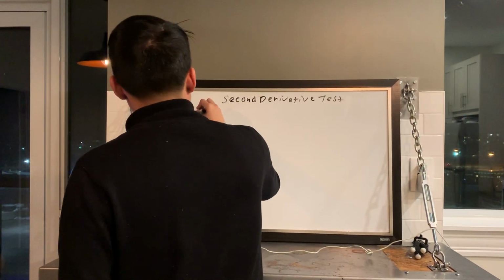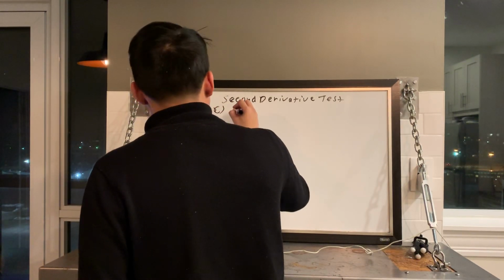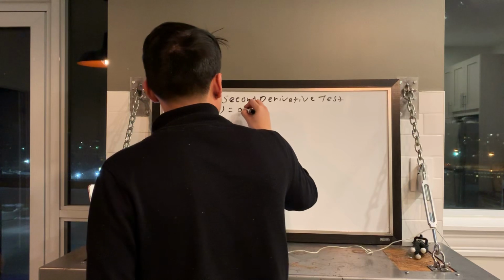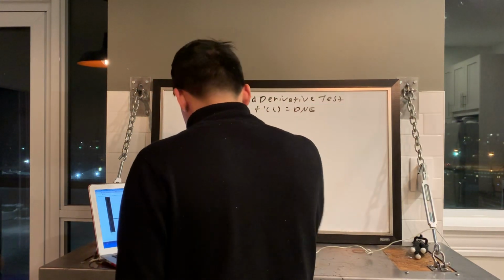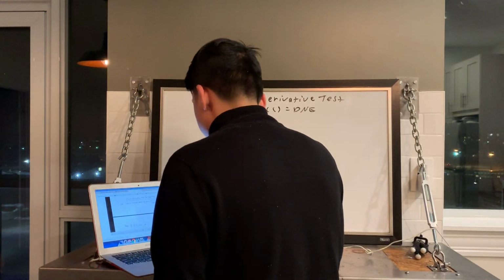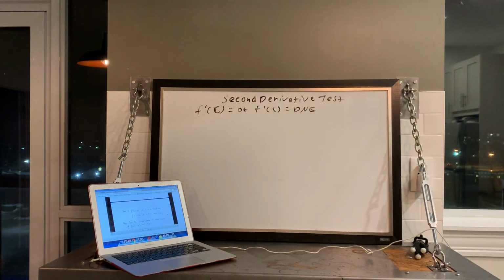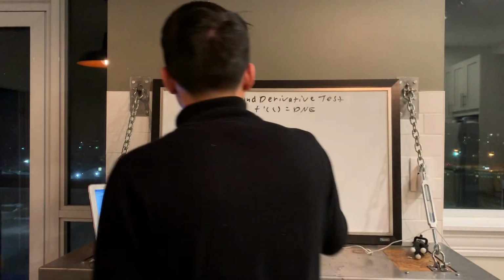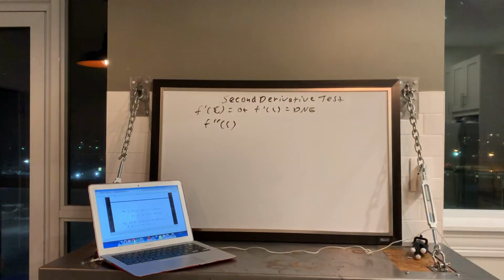If f prime of c equals 0, or f prime of c does not exist, then notice that these are critical points because they have to do with when the first derivative is equal to 0 or the first derivative does not exist, right? So we call them critical points. So if f double prime of c, what's c? c is not an inflection point. It's a critical point, that we're denoting c as a critical point.